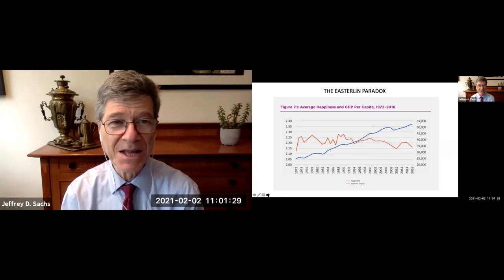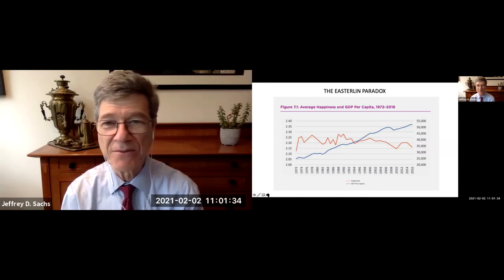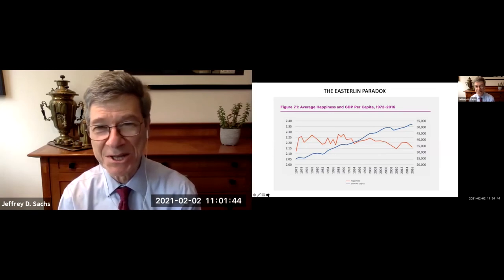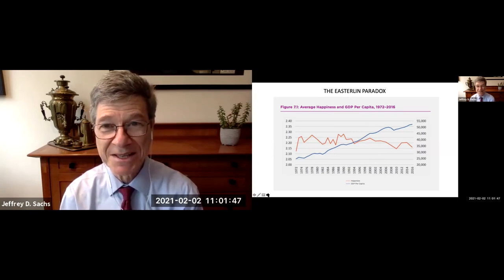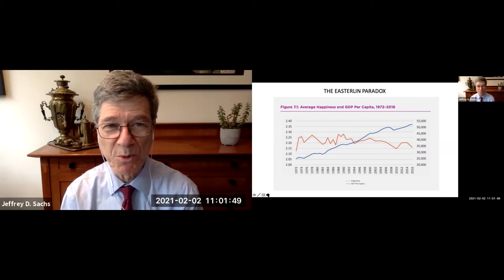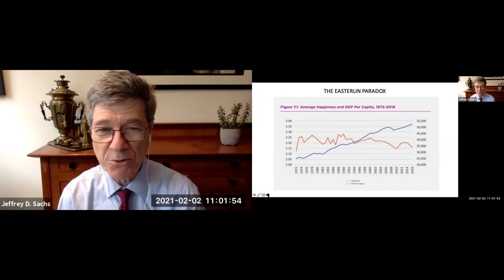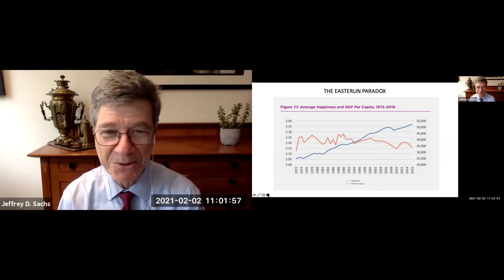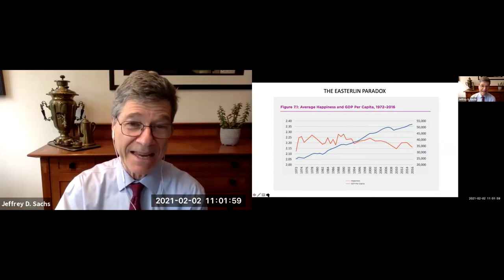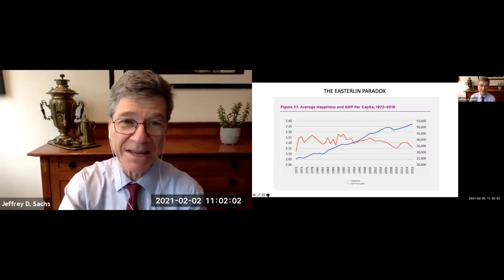And if you see, wealth has gone up a lot between 1972 and 2016, actually more than doubling in per capita income, but well-being, not so much in the United States. It's gone down compared to what people reported in the 1970s and 80s. So big increase of wealth, not such a big increase of well-being. That is our puzzle and really our goal in a way.